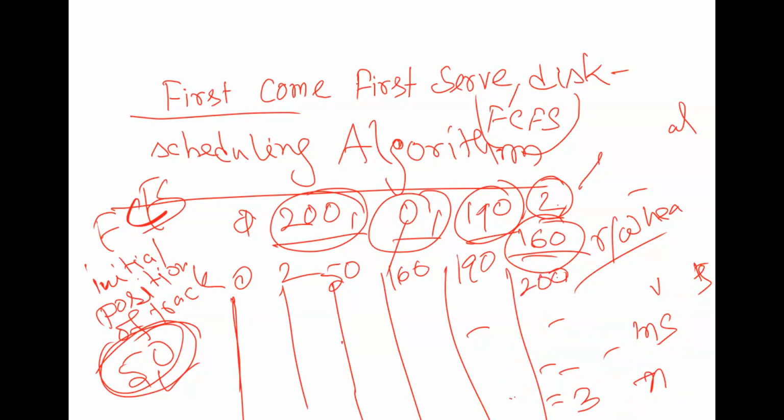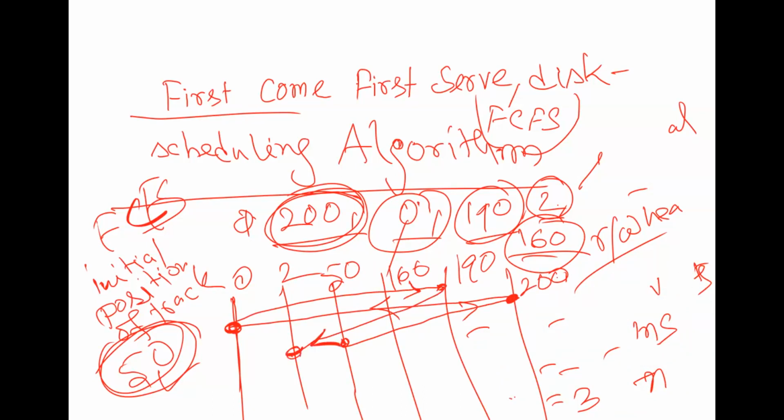Now the initial position is here, and the first request is from 200. So from here you need to move till 200. Then from 200 you need to go till 0. So from 200 again to 0, this way. And then again you need to go from 0 to 190. And then again you need to go for 2, that is, again you need to go to track number 2. And then you get this request for 160, then you need to go to 160. If you calculate this, it will be very high.